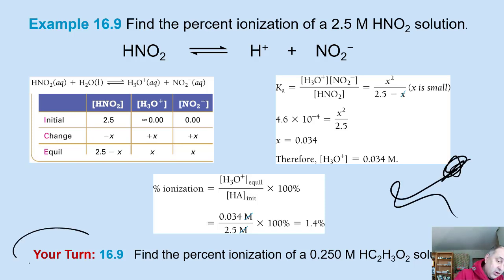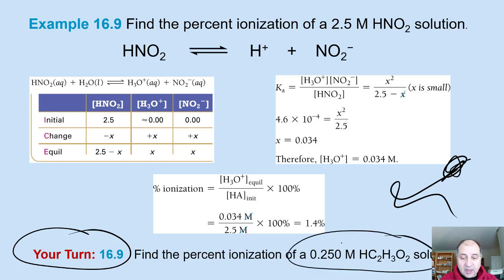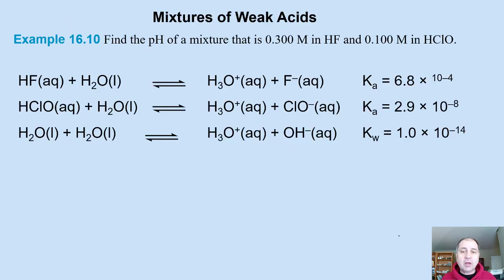And then your turn. This is why I'm showing you this: you should be able to do the percent ionization on your own when I provide you with the concentration of an acid. Look up the Ka for this acid. You can actually punch that into Google and probably get the Ka of that acid. So let's do that. Moving on.